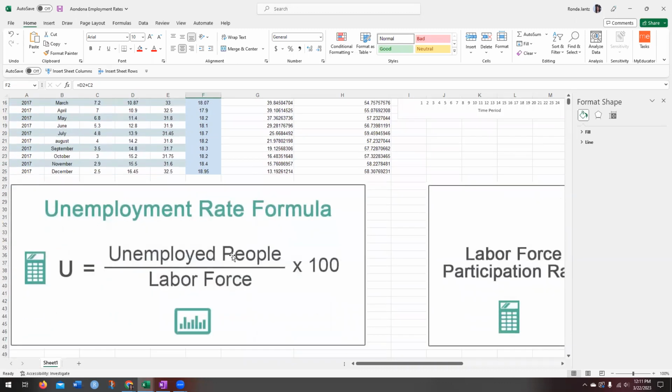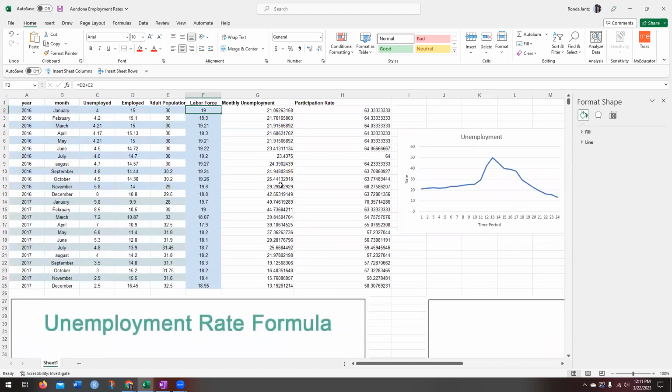To find our actual unemployment rate, we take the number of unemployed divided by the labor force, and once again, put it into a percentage. So you can see my formulas here. We can see the unemployment divided by the labor force and then times 100. So we can see our unemployment rate, which is quite high.